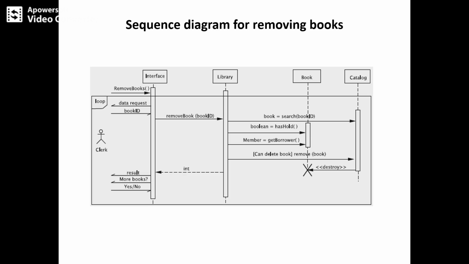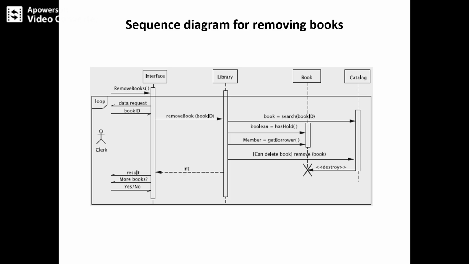So here again there is the user interface, followed by the main library class, and the timelines, book and catalog. Here there is an X mark symbol for destroy. That book has been removed from the catalog, so we have given the destroy command. So destroy. Here the clerk and again the system responses. At the data request, again the clerk will input the book ID. So the remove book method will be used here. We are creating that as the remove book.